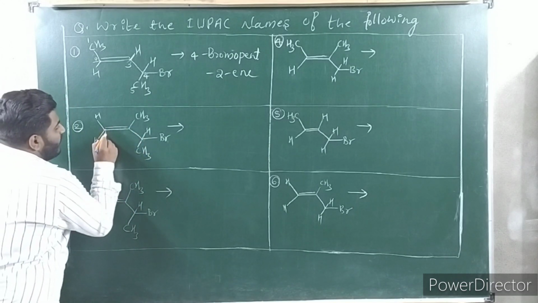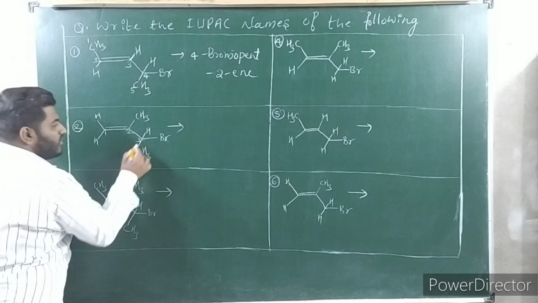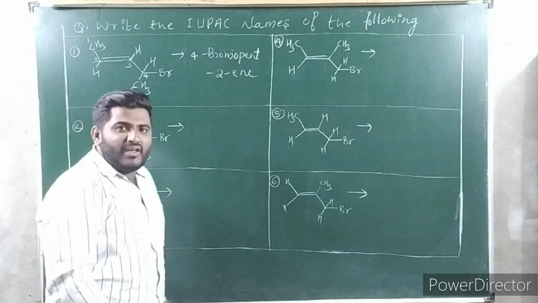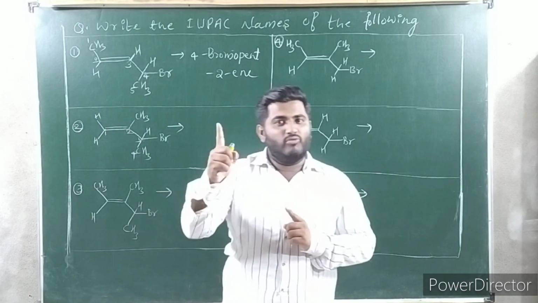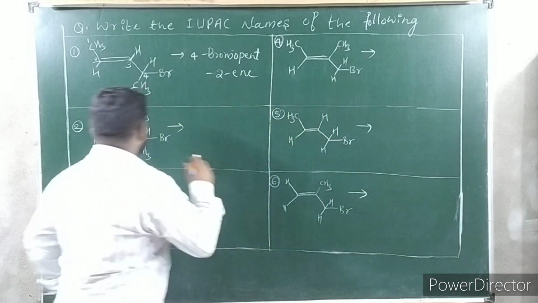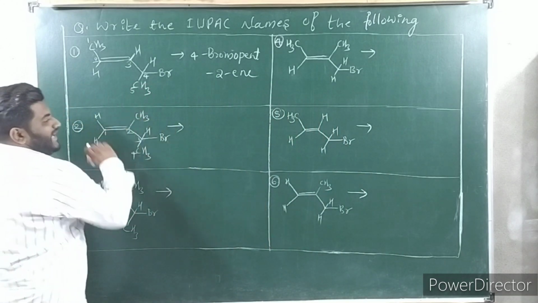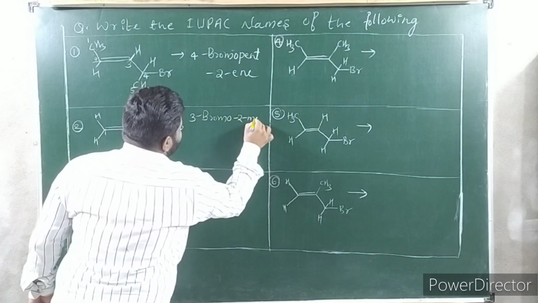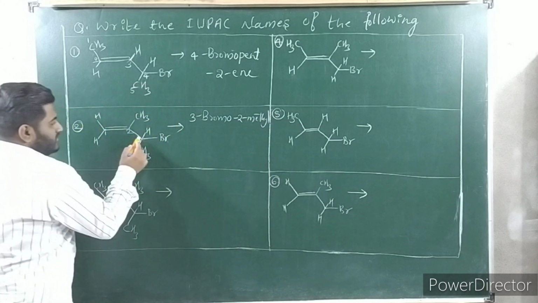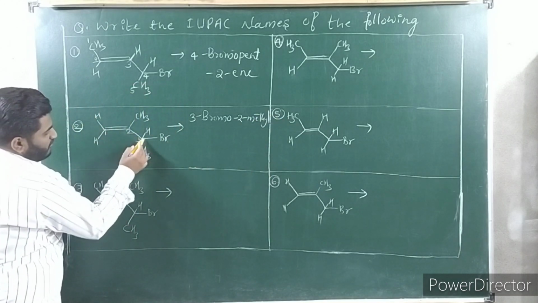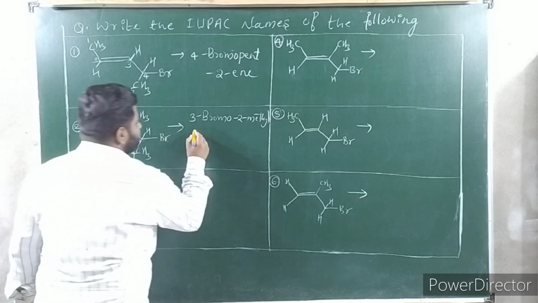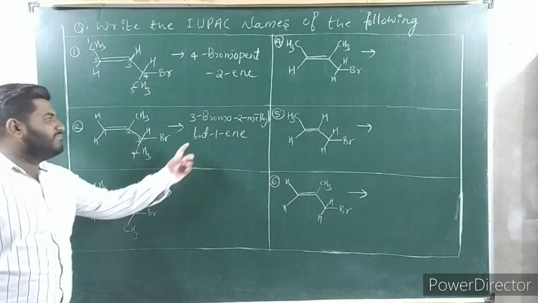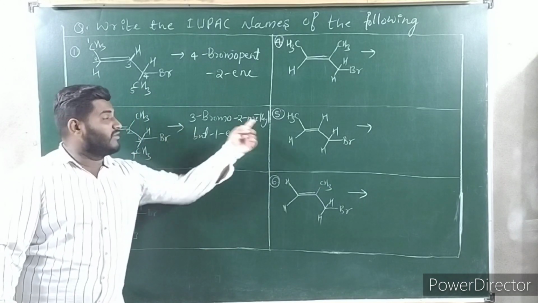So what is the numbering way? 1, 2, 3, 4. Third position which group is there? Bromo. Second position which group is there? Methyl. In alphabetical order, which will come first, bromo or methyl? Bromo. So what is the name? 3-bromo 2-methyl. Yes, 3-bromo-2-methylbut-1-ene. What is the name? 3-bromo-2-methylbut-1-ene. Just write it in one word only.